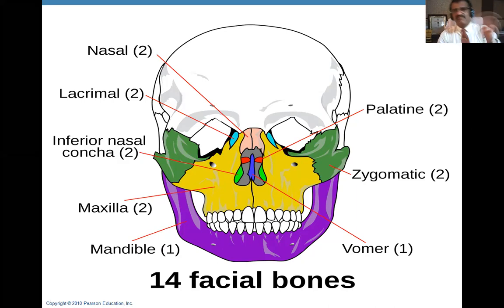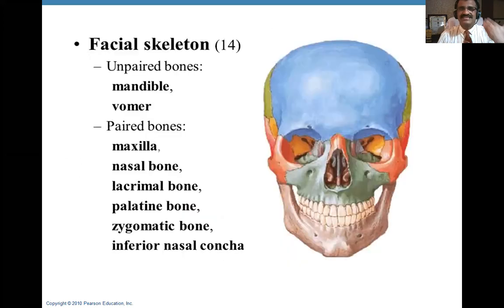So we have to tell part-wise or total bones in the skull also. Here you can see the facial skeleton, number of bones. Unpaired are mandible and vomer. I told you that. And paired bones are maxilla, nasal bone, lacrimal bone, palatine bone, zygomatic bone, and inferior nasal concha.